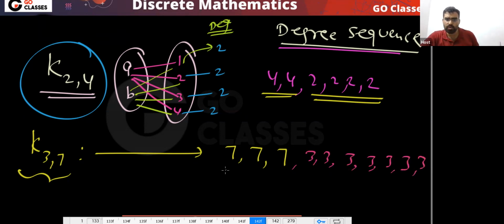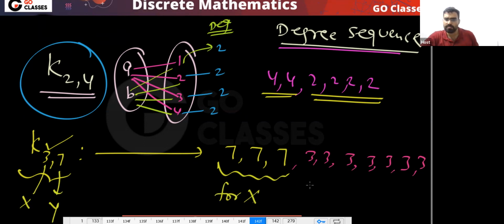Are you getting my point? Because this will be the degree of every vertex in the first part. This will be the degree sequence of every vertex in the first part. So this will be for X and this will be for Y.